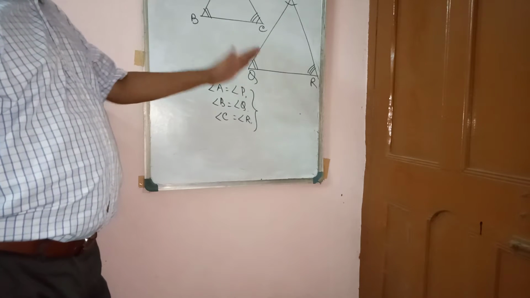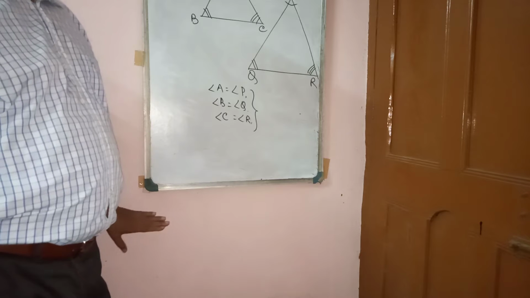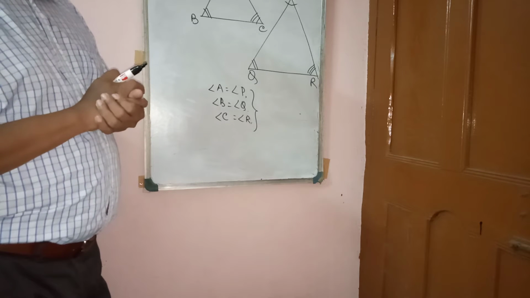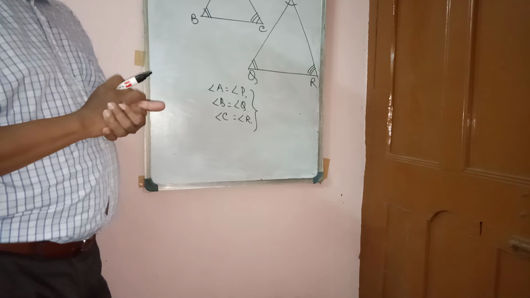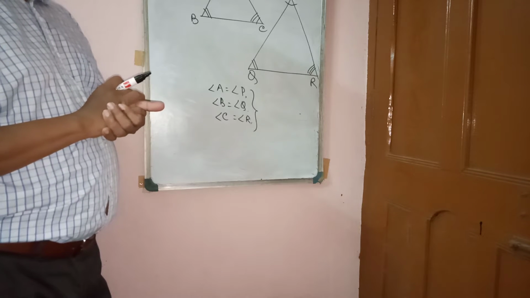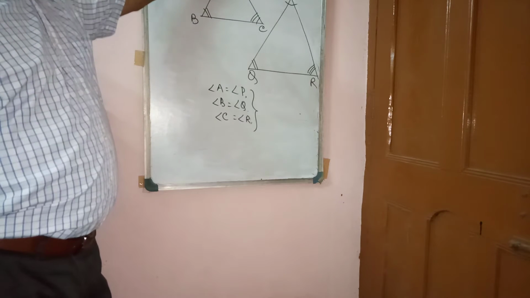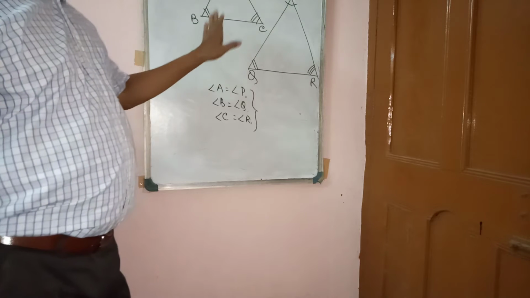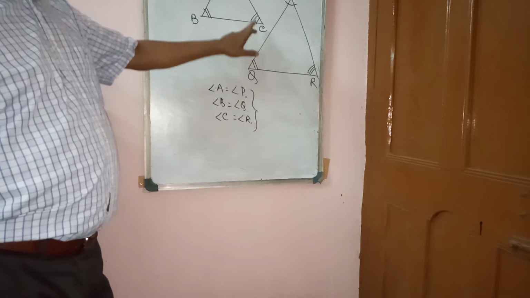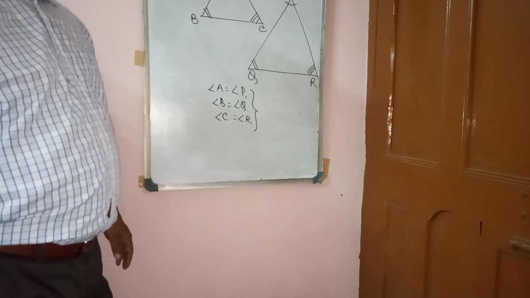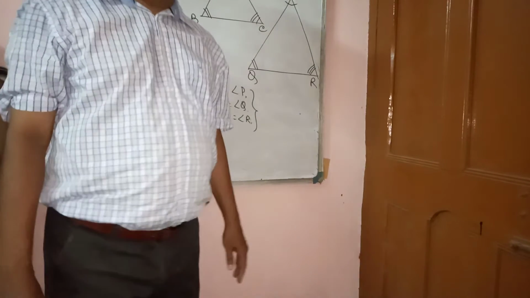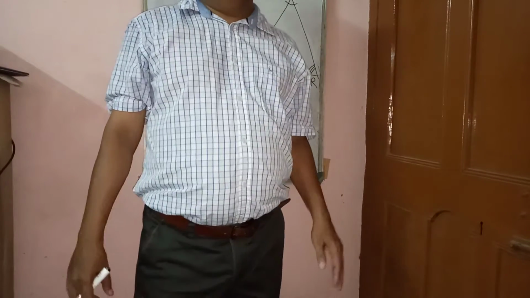That is angle, angle, angle similarity. Keep in mind, if two angles are equal, then the third is also equal. If at least two angles are equal, the third angle must be equal. Then you can say the two triangles are similar triangles. See here, angle A equal to angle P, angle B equal to angle Q and angle C equal to angle R. Three angles are equal. Then we can say triangles are similar.